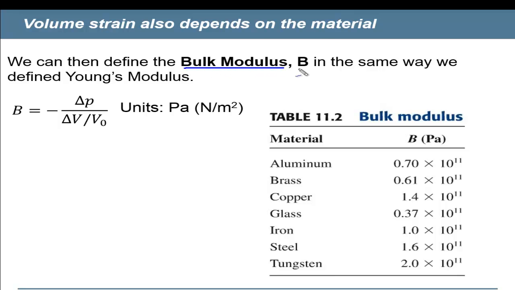So we call this the bulk modulus B, and we define it the same way we define Young's modulus, in which it's simply our stress divided by the strain, right? So we have the stress is a change in pressure, and the strain is a change in volume divided by original volume. So the units here again are pascals, because this strain is unitless and the stress is in pascals. So we have the bulk modulus is negative delta P over delta V over V naught. This is the stress divided by the strain.